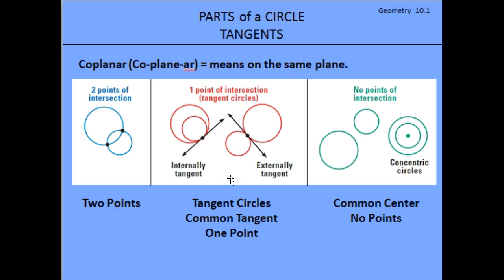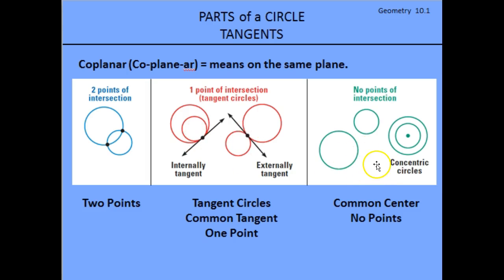Here in the red, there is one point of intersection. These circles are tangent. These circles are not tangent. These are tangent. This one is internally tangent. You can see one is inside the other. And here they are externally tangent. One is outside next to the other. So they have a common point of tangency.